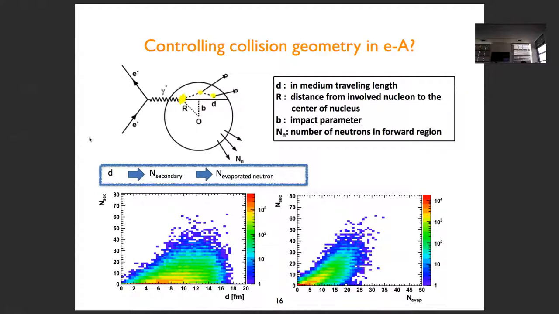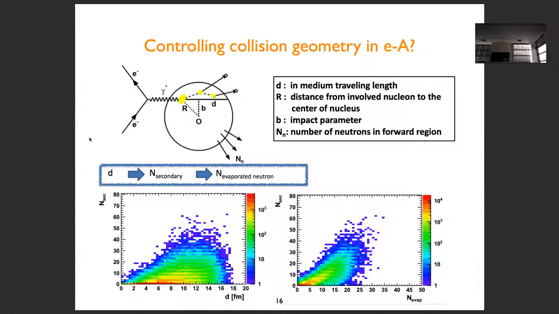So now the last item I would like to show briefly is we had some proposal of measuring the geometry, or taking geometry, in the eA collisions. We thought this is kind of impossible. In AA, you look at the multiplicity and associate it with the global model, and you can calculate what the impact parameter is and so on.